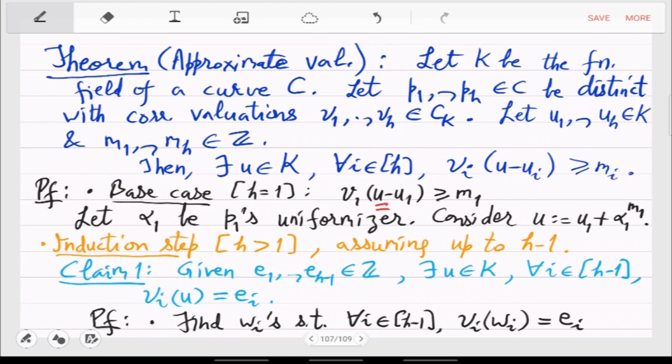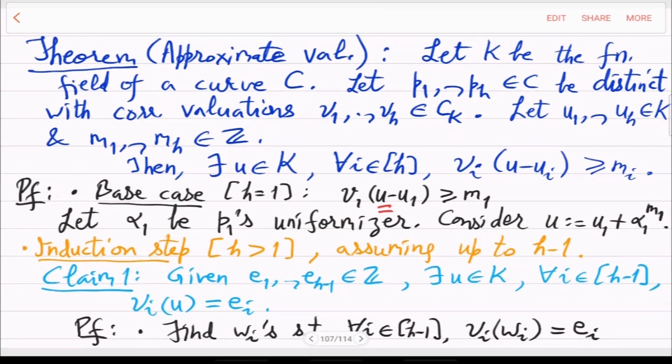what you want to find is a U in the function field such that the valuation of U minus some offset function, which is already provided to you, is at least mi, an integer which is already provided. So the only unknown here is U. And the key thing is that you have to find a U that works for all these inequalities simultaneously.